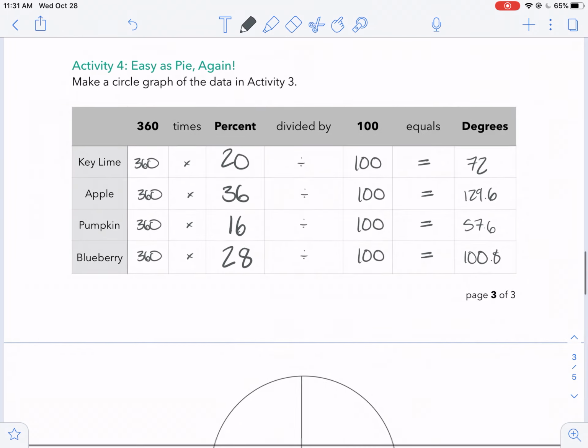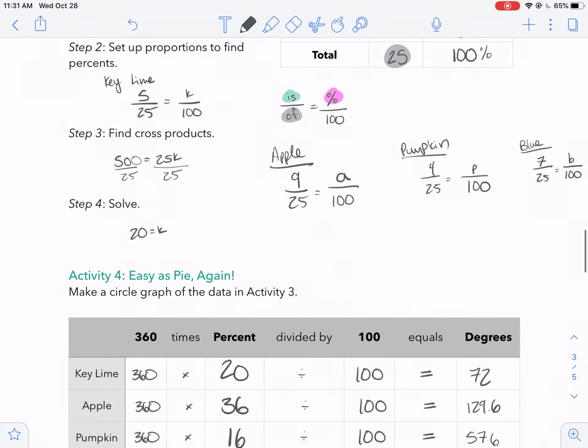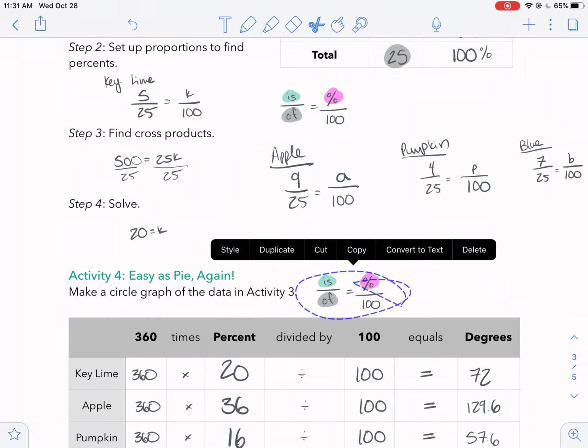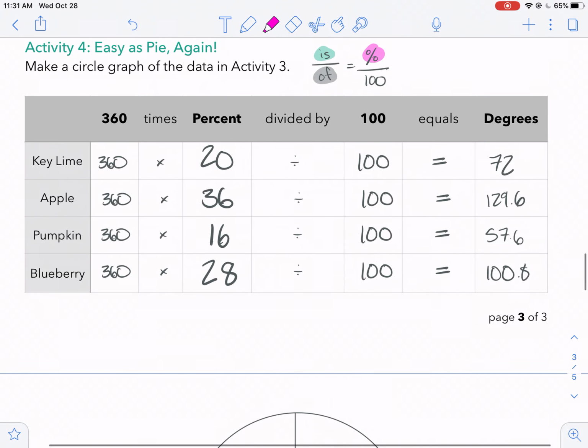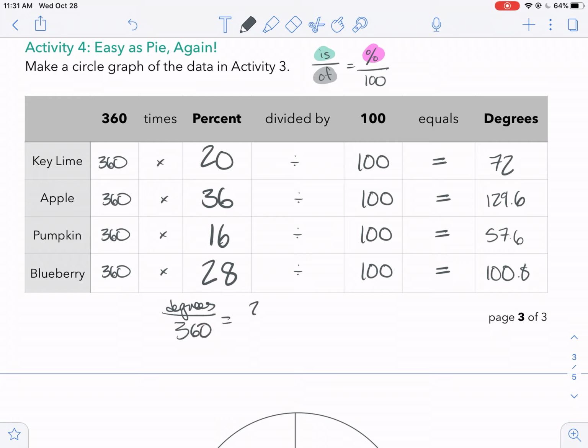Now, why does this work? This works because we are doing is over of equals percents over 100 backwards. Here, we want to find out, okay, how many degrees over 360, what portion of our circle is 20%? So what is 20% of 360? Well, that's 72. So that's what we were finding here.